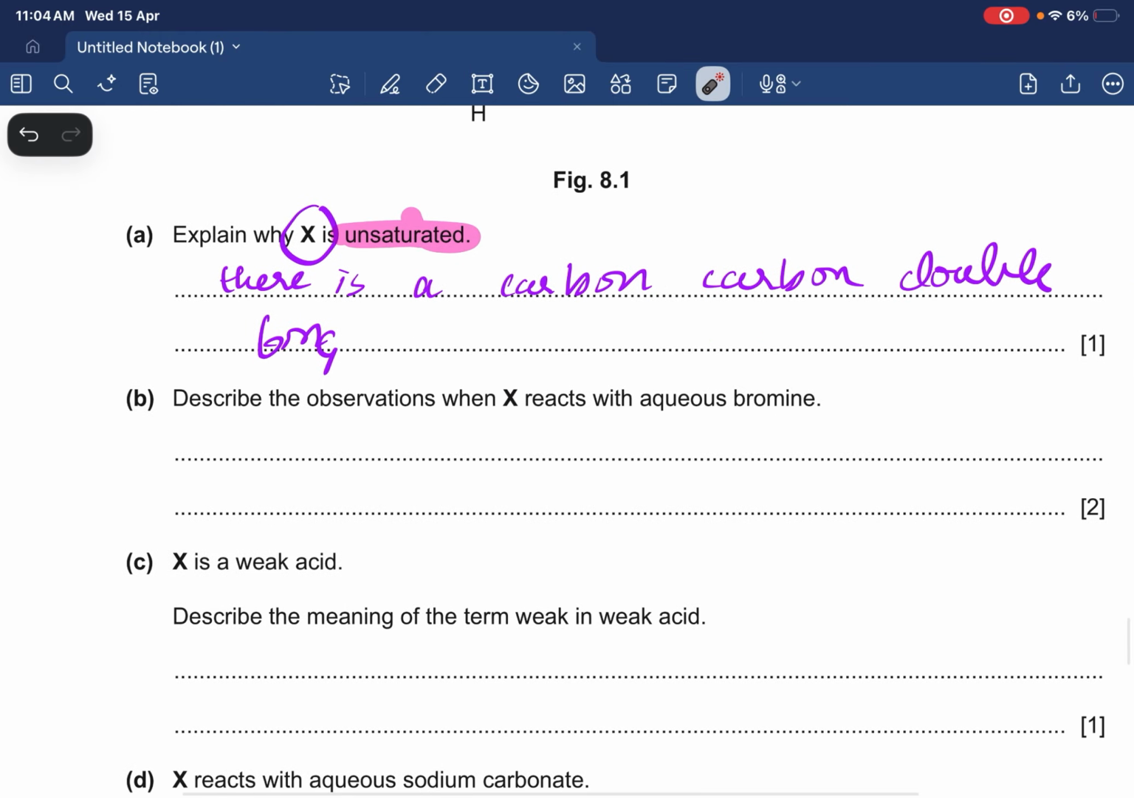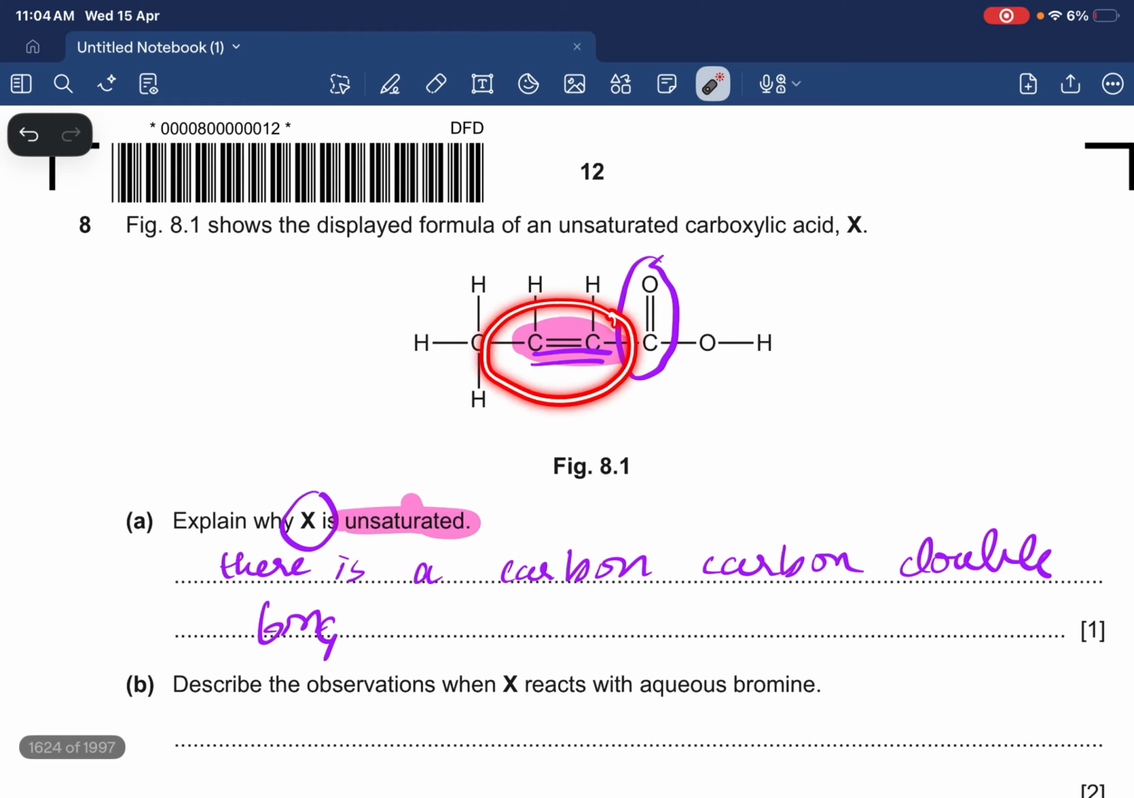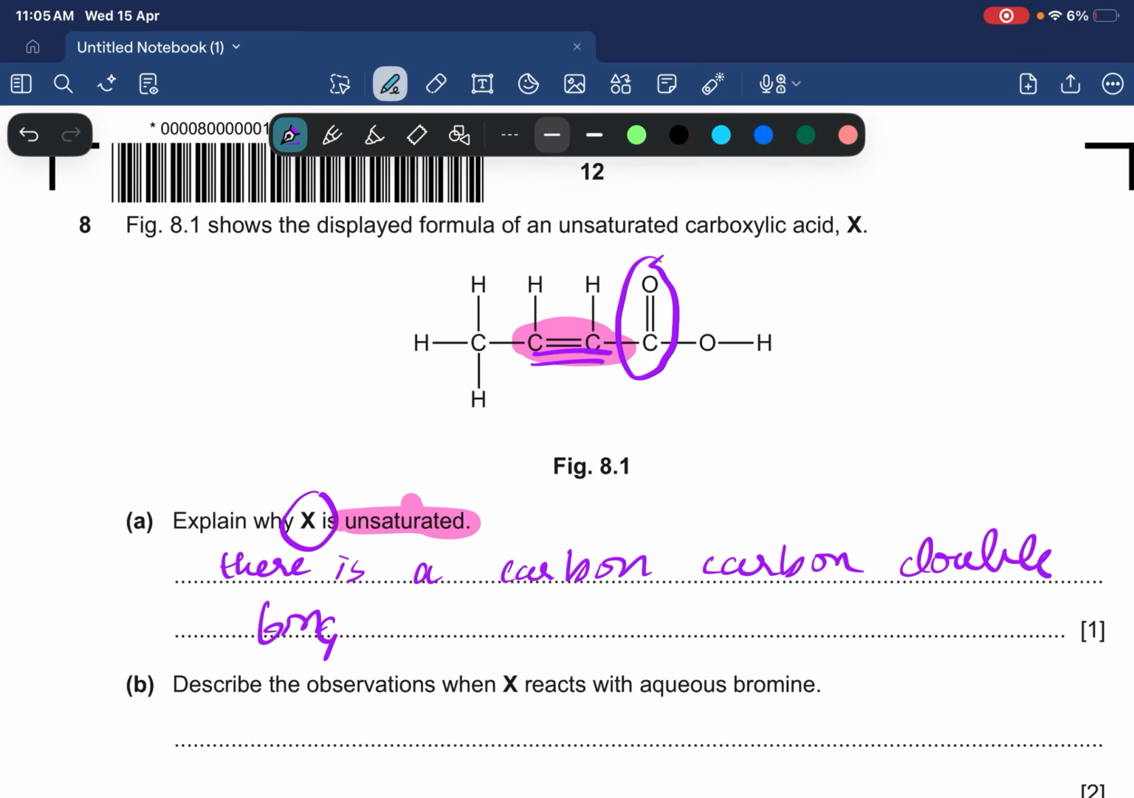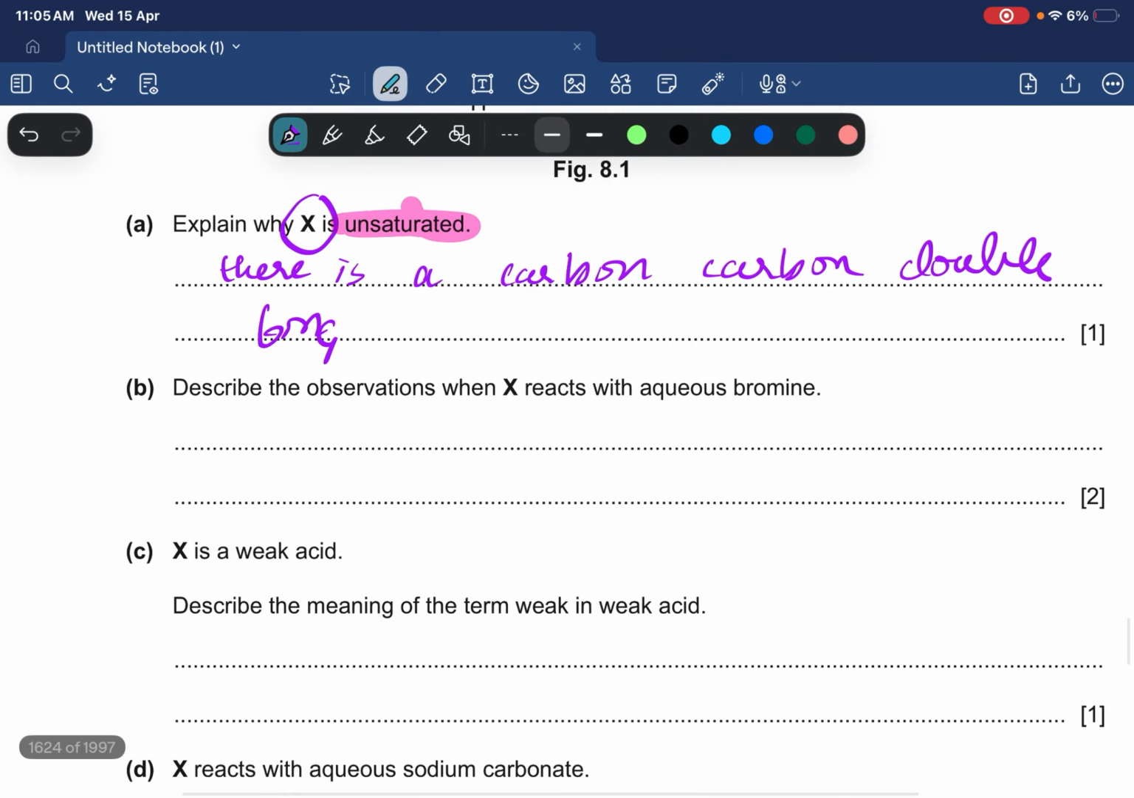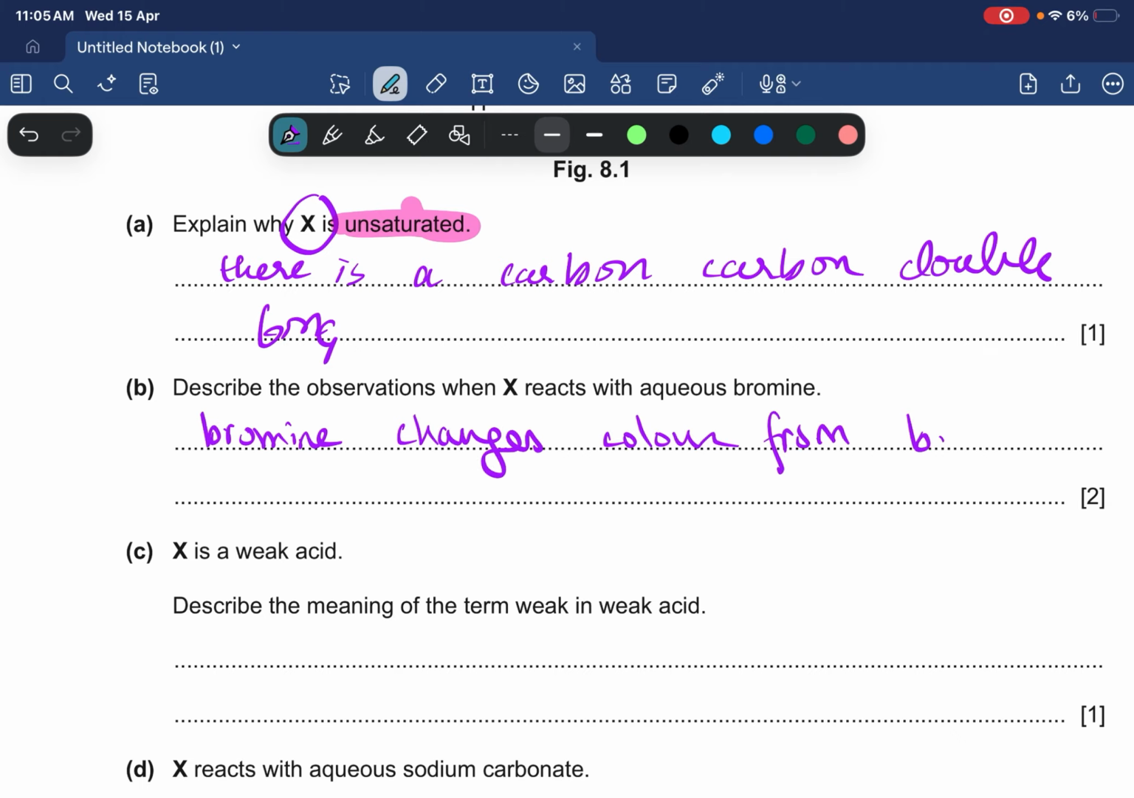Describe the observations when X reacts with bromine. Whenever you have an unsaturated compound, it reacts with bromine, the double bond breaks, one bromine adds here, one bromine adds here, and the bromine changes color. It turns from brown to colorless. So bromine changes, I tell you why. Color from brown to colorless.